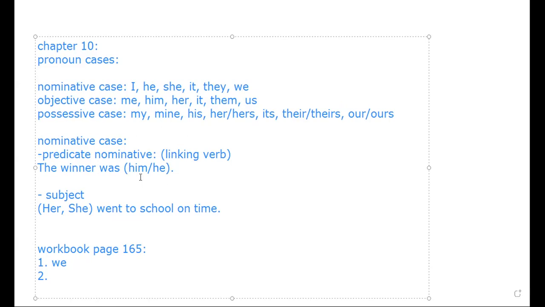Number 12, Farah. After the replay, the referee said the winners were us. Say that again. "Them." Remember, "them" is an objective pronoun. We need to use something in the nominative case because "were" is a linking verb. The referee said the winners were... What do we say instead of "us"? "Us" is the objective case. The winners were we.